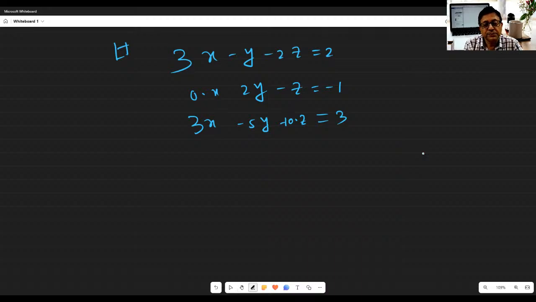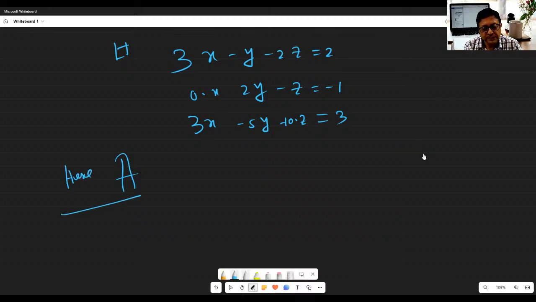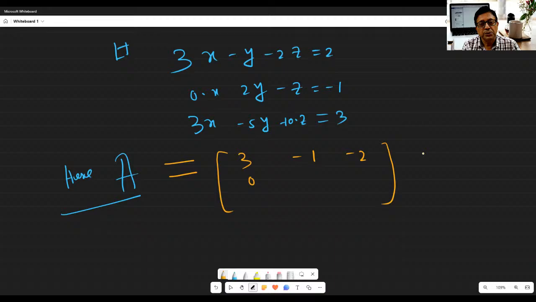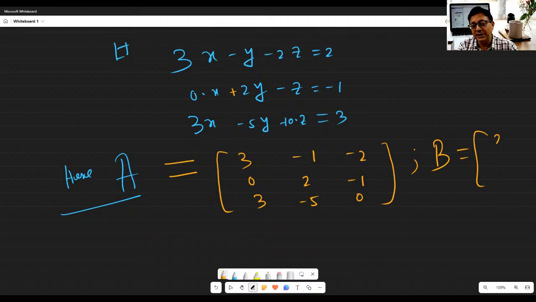So what you have to do there? You take A. Here A equal to what? This coefficient matrix: 3, minus 1, minus 2; 0, 1, minus 1; 3, minus 5, 0. A equal to this. Okay, so let us find adjoint A first. And what is B? Let me write. B is this matrix, that is called the augmented matrix. Okay, this is the coefficient matrix, this is the augmented matrix.